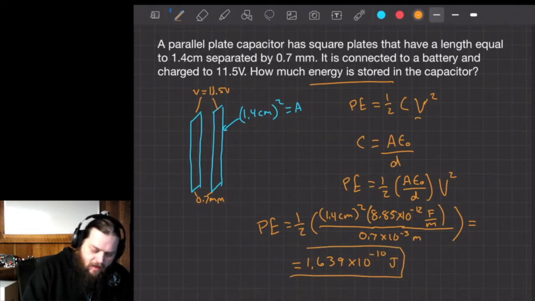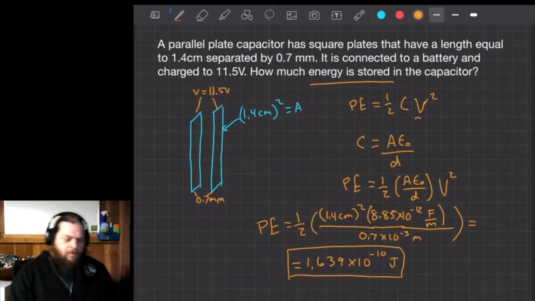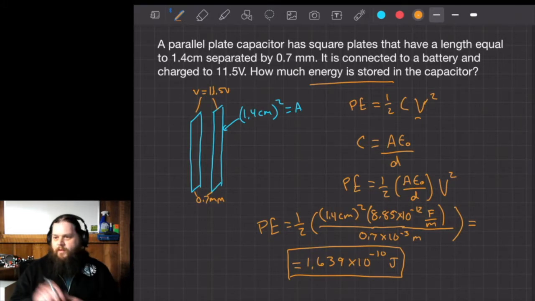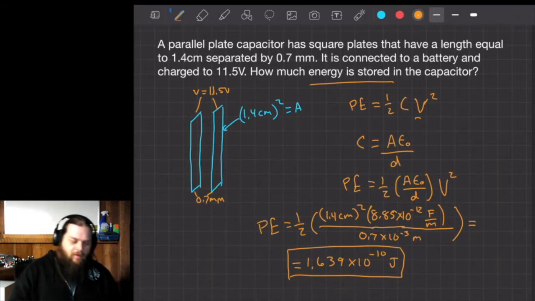So it's not a lot of energy that's stored in there. It's a really close distance between them, but they're only 1.4 centimeters, so they're pretty small capacitors.